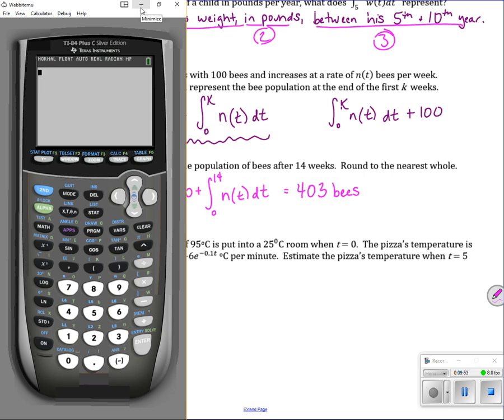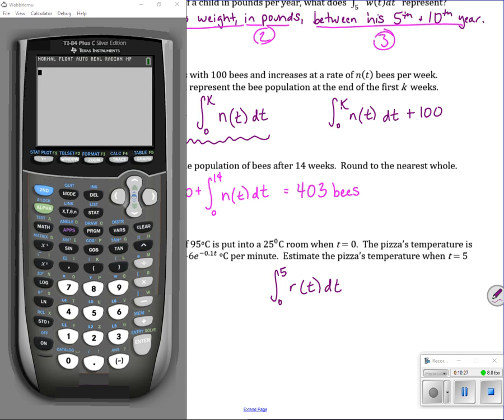All right, what do we got? A pizza with a temperature of 95 degrees is put into a 25 degrees Celsius room when t equals 0. The pizza's temperature is changing at a rate of R of t degrees Celsius per minute. Estimate the pizza's temperature when t equals 5. So I want you to think about what we're going to have. If I integrate, you pretty much guess that I'm going to integrate from 0 to 5 of R of t dt. But I want to be very clear: what is that going to give you? Is that going to give me the temperature?